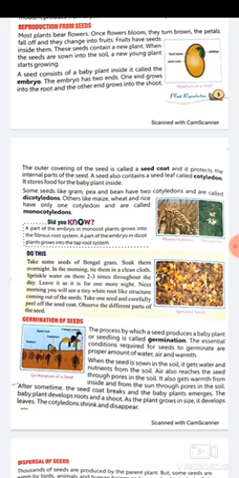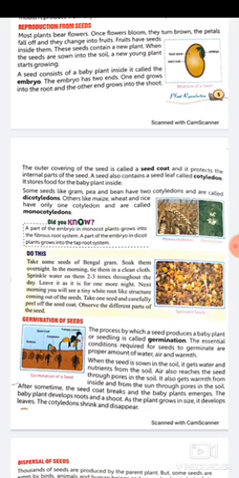Seed coat is a protective outer coat of a seed. Okay? It protects the seed. That's why it is called seed coat. And it protects the internal parts of the seed. A seed also contains a seed leaf called cotyledon. It stores food for the baby plant inside.